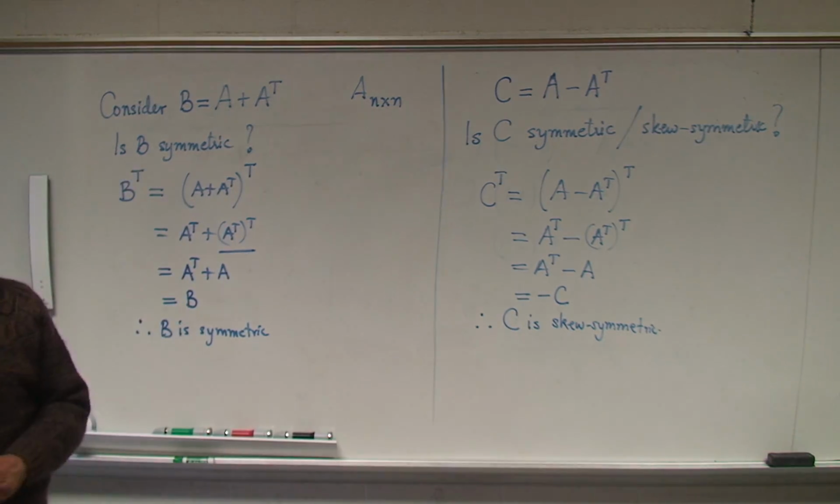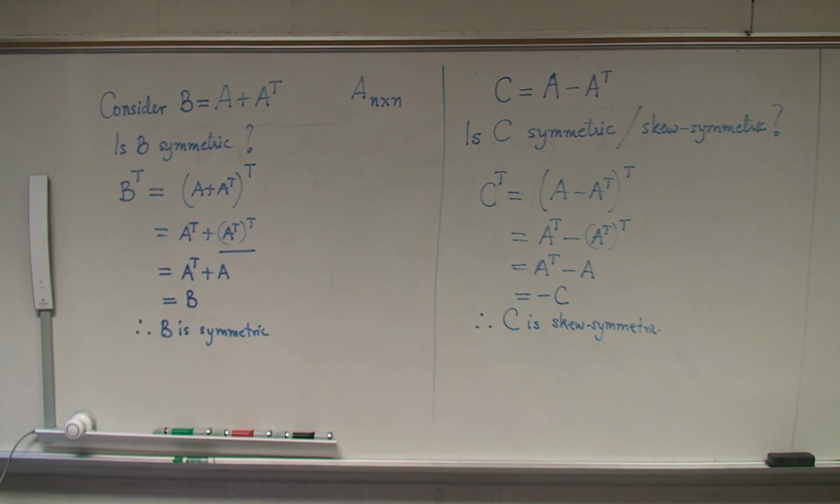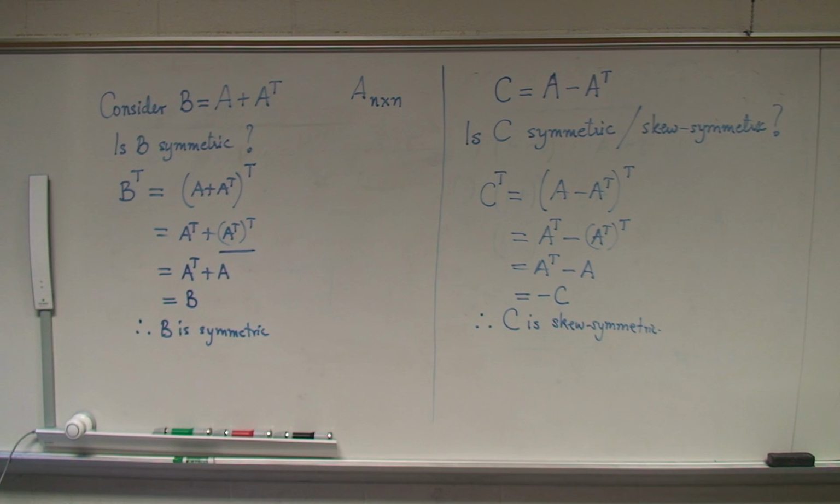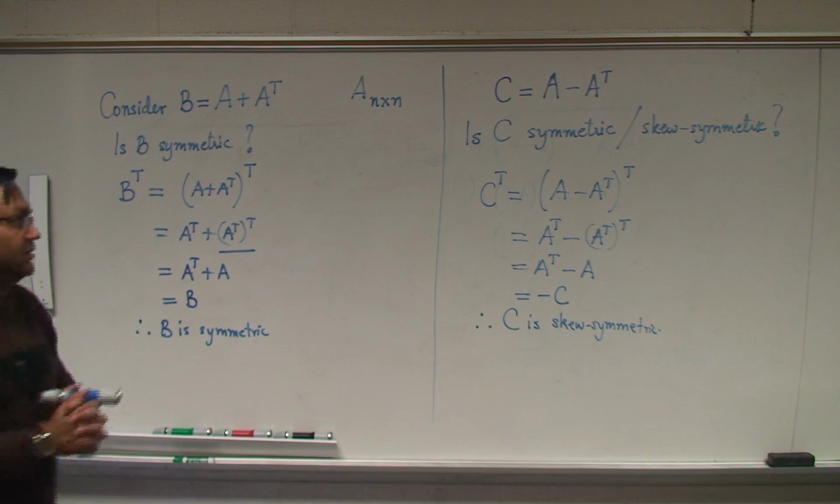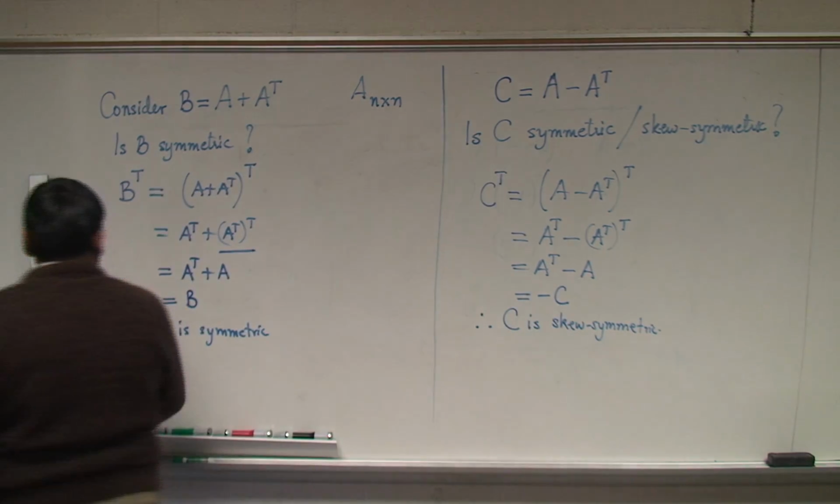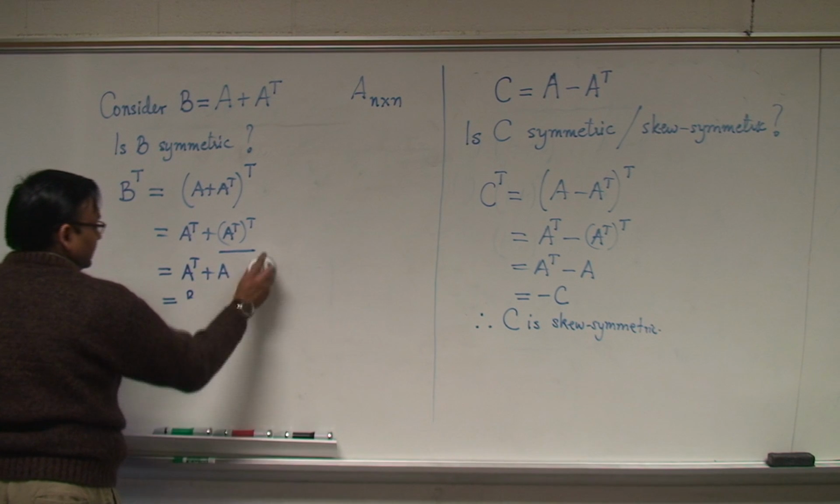So at this stage, one may wonder, if I am given a matrix in general, is it always the case that it will be either symmetric or skew symmetric? Or could there be matrices which are neither symmetric nor skew symmetric? So let's try to answer that and see where that takes us.